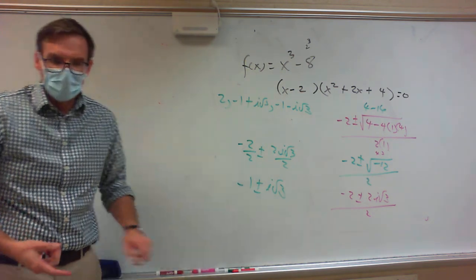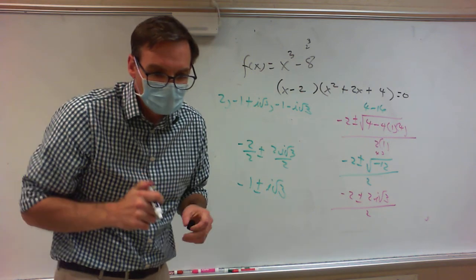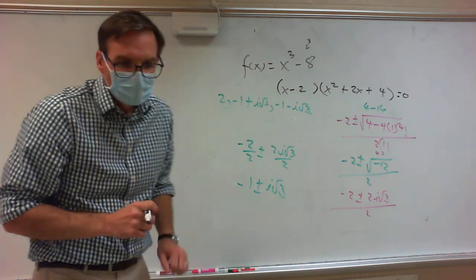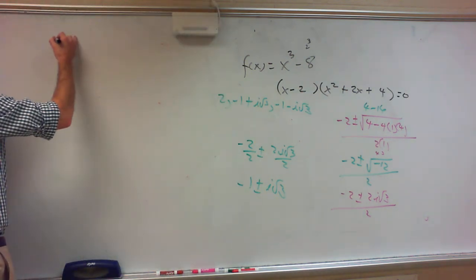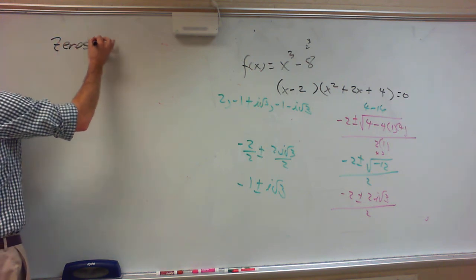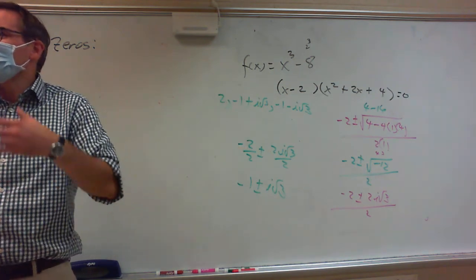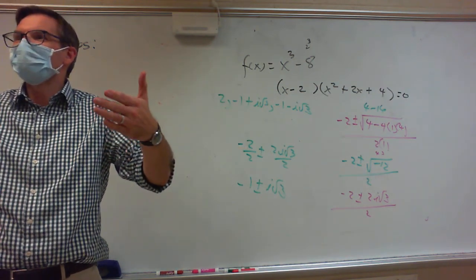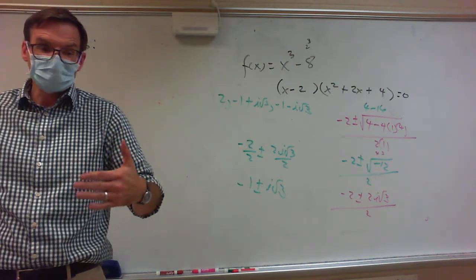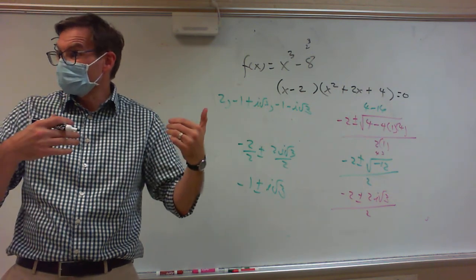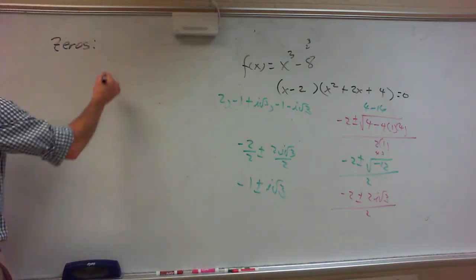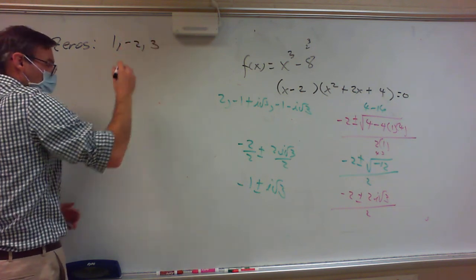Now, here's how backwards works. What we've done so far is I've given you the polynomial and you've given me the zeros. Now what I'm going to do is give you the zeros and you have to give me the polynomial. So if I give you zeros of 1, negative 2, and 3.